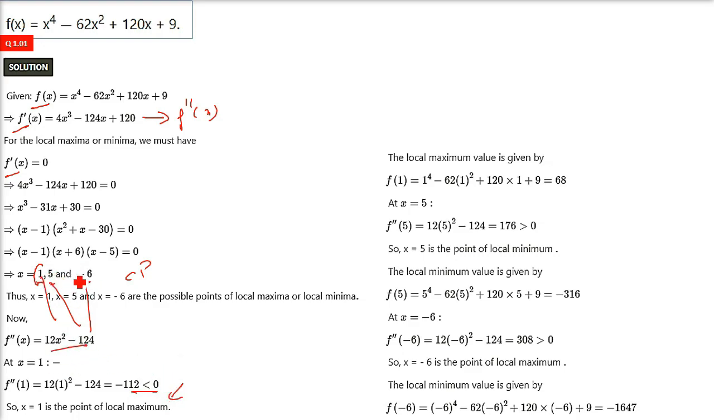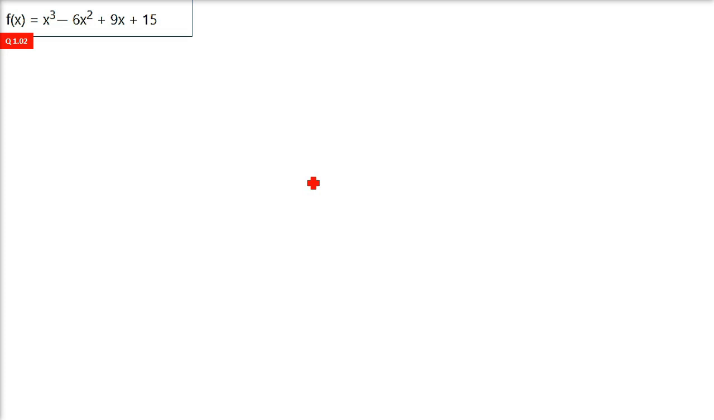And now once we have got this local maxima and minima, you have to find out the value of the function at these 1, 5 and negative 6. 68, negative 316 and minus 1647 will come. This is the whole scenario. This is the next question. And since we have just started the exercise, this question needs to be completed also, because normally if we are at the fag end of the exercise, I normally leave these type of questions because we have already done these type of questions. But here we have started, so we'll complete this question also.